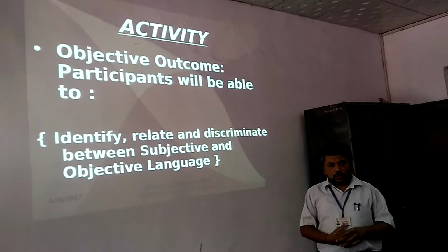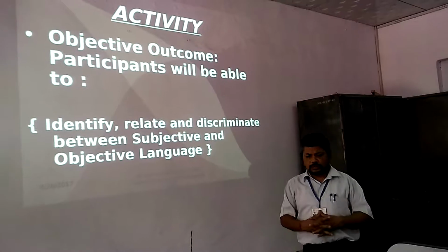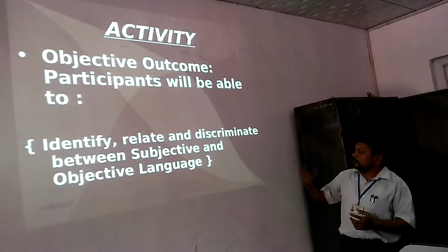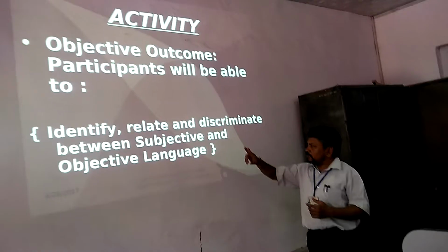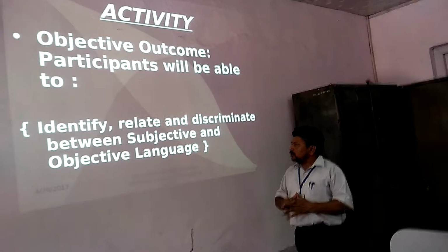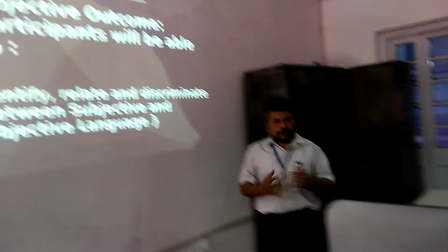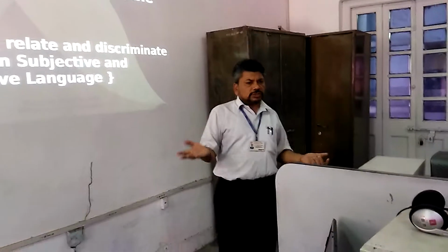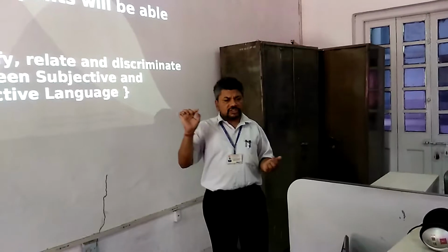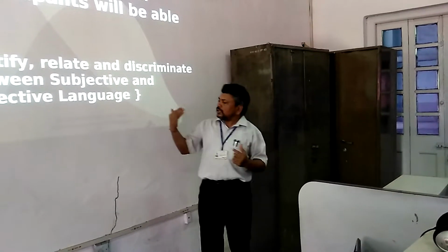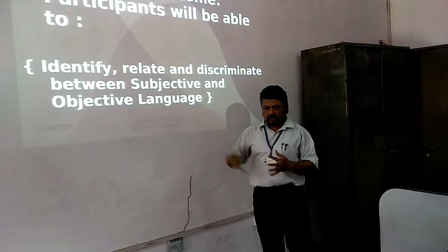Here we also did an activity in the first part. What was the objective? To identify, relate and discriminate between subjective and objective language. So language is also of 2 types, subjective and objective language. For report writing, objective language is preferred. But what is negated? One should not go for subjective language.